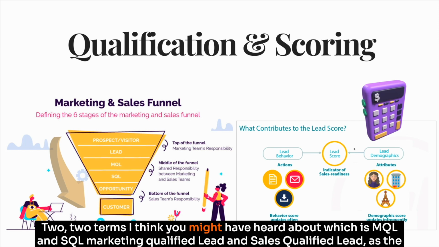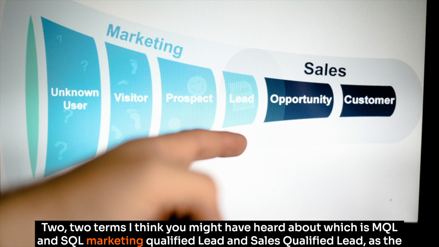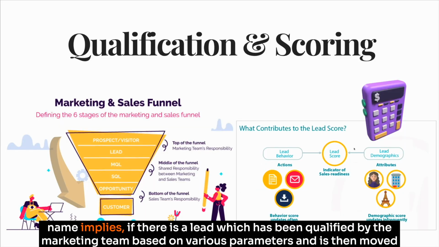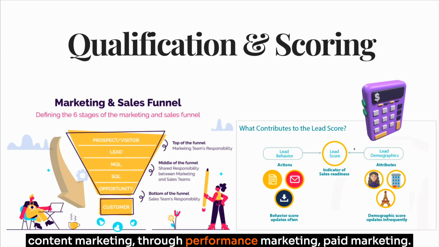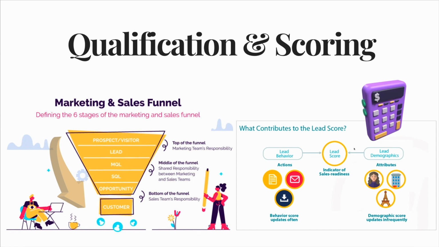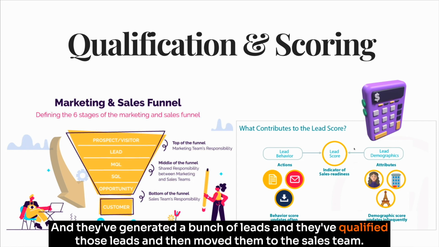Two terms I think you might have heard about are MQL and SQL: marketing qualified lead and sales qualified lead. As the name implies, a lead which has been qualified by the marketing team based on various parameters is then moved to the sales team. They would have generated that lead through a lot of these marketing efforts on the website, through content marketing, through performance marketing, paid marketing. They've generated a bunch of leads, qualified those leads, and then moved them to the sales team.